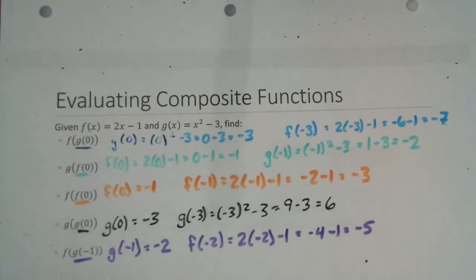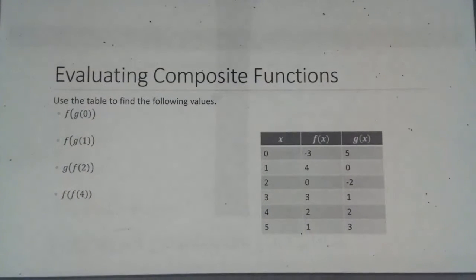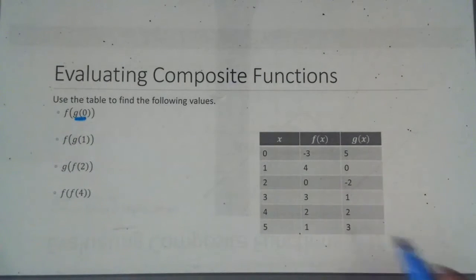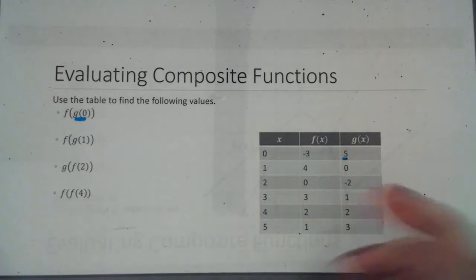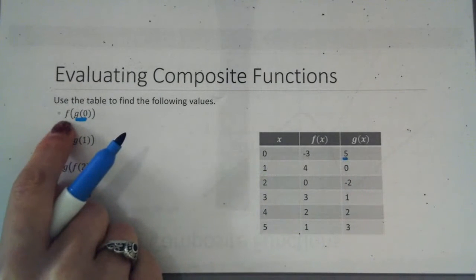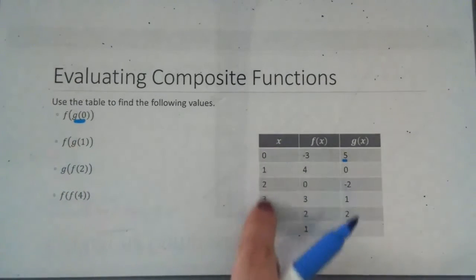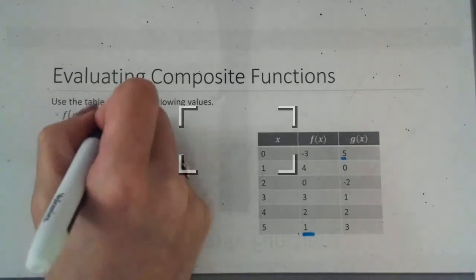We're going to continue evaluating these composite functions. This time we're going to use a table. So it says use the table to find the following values. First up is f of g of 0. So again, I start on the inside finding g of 0. So when x is 0, g is equal to 5. Now I'm going to plug that into my function f. So if I'm plugging 5 into my function f, when x is 5, f of x is equal to 1.